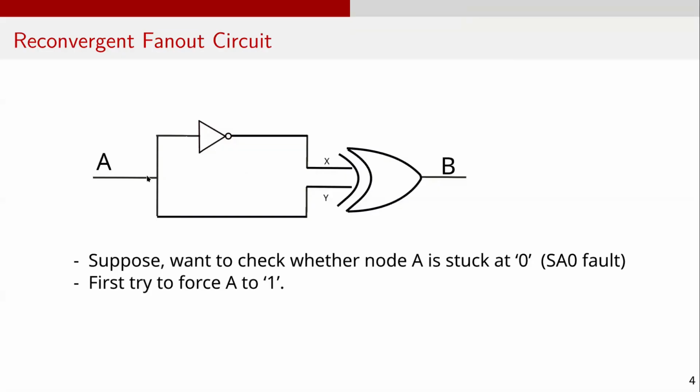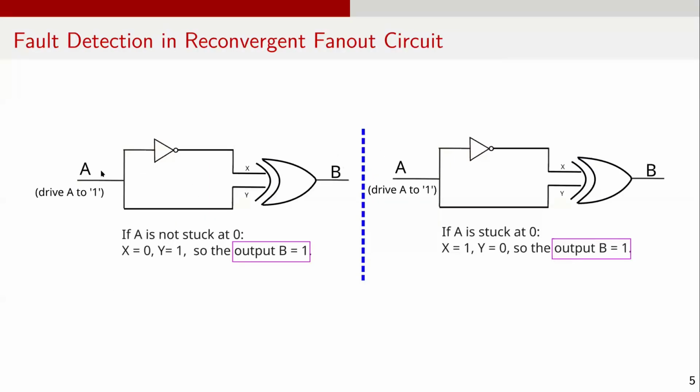To detect a stuck-at 0 fault, we first attempt to drive a logic 1 on node A, assuming the circuit is fault-free. With A equal to 1, the circuit produces X equal to 0 and Y equal to 1, and the XOR of X and Y results in B equal to 1 at the output. Now let's assume node A is actually stuck at logic 0. So even though we try to drive A equal to 1, it remains at 0. As a result, the internal signals become X equal to 1 and Y equal to 0. Once again, the XOR of X and Y produces B equal to 1 at the output.